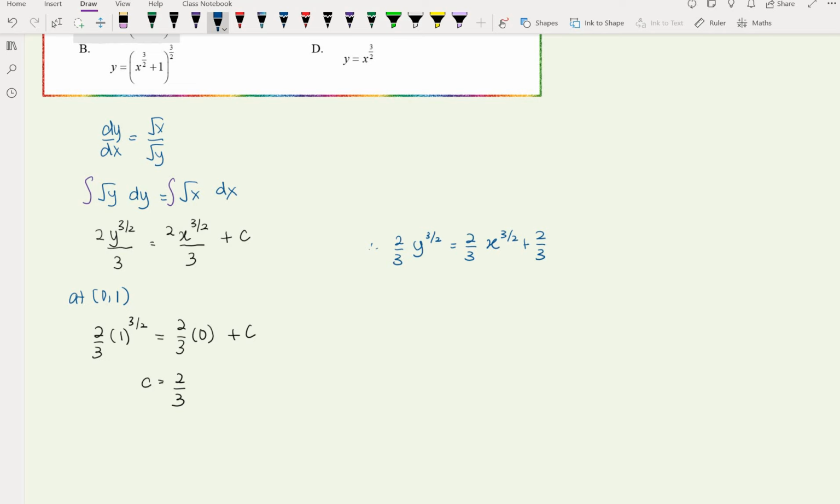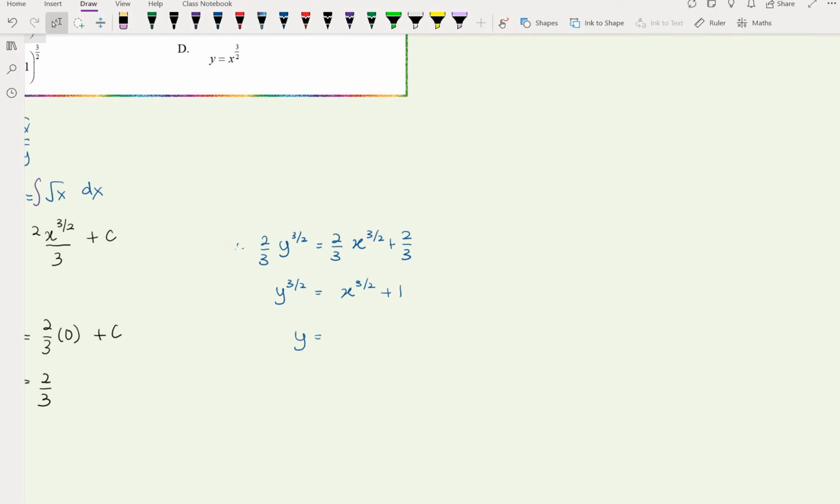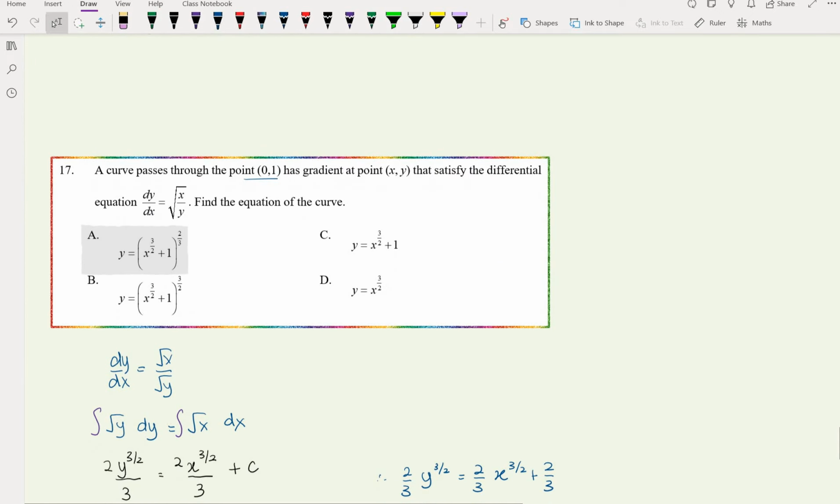So daripada sini kita boleh multiply the whole equation with 3 over 2. So that helps me simplify y power of 3 over 2 equals to x power of 3 over 2 plus 1. So to get y, saya akan raise everything to the power of 2 over 3. So y is equal to x power of 3 over 2 plus 1, power of 2 over 3. So kita akan nampak jawapan itu sebenarnya adalah A.